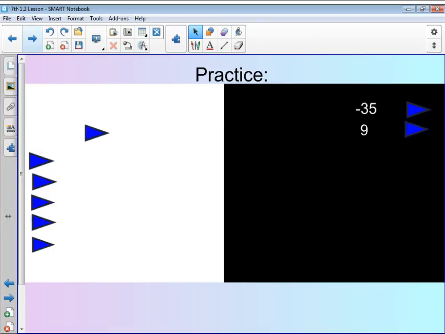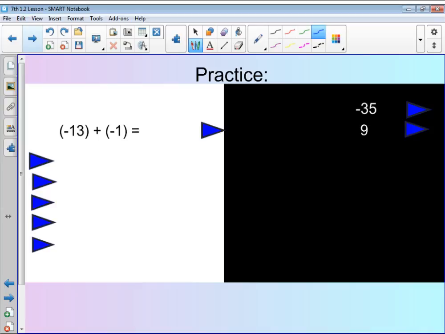Let's do another one. Negative 13 plus negative 1. So look at the symbols. Are they the same or different? They're the same. Same symbol, find the sum. So sum means to add. So 13 plus 1 is what I'm going to think in my head. Gives me 14.